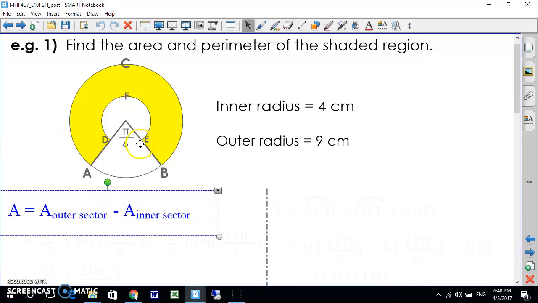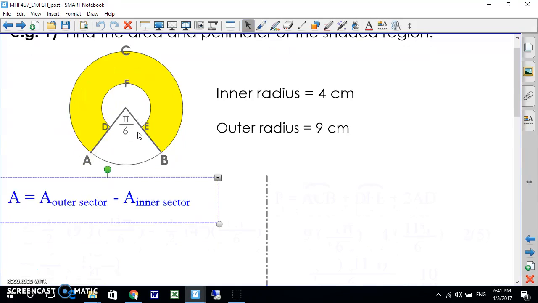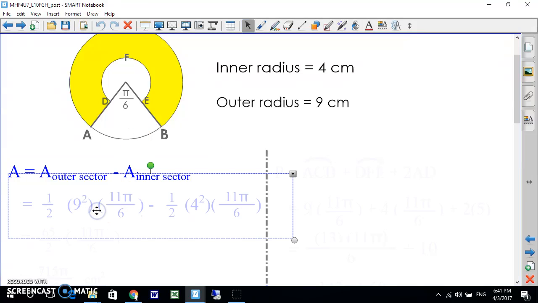If the smaller angle, or the angle of the minor sector, is pi over 6, then this larger angle on the other side would be 2 pi minus pi over 6 or 11 pi over 6. So let's substitute. The outer sector can be calculated using half 9 squared times 11 pi over 6. The inner sector can be calculated using half 4 squared 11 pi over 6. And so you can simplify this expression.